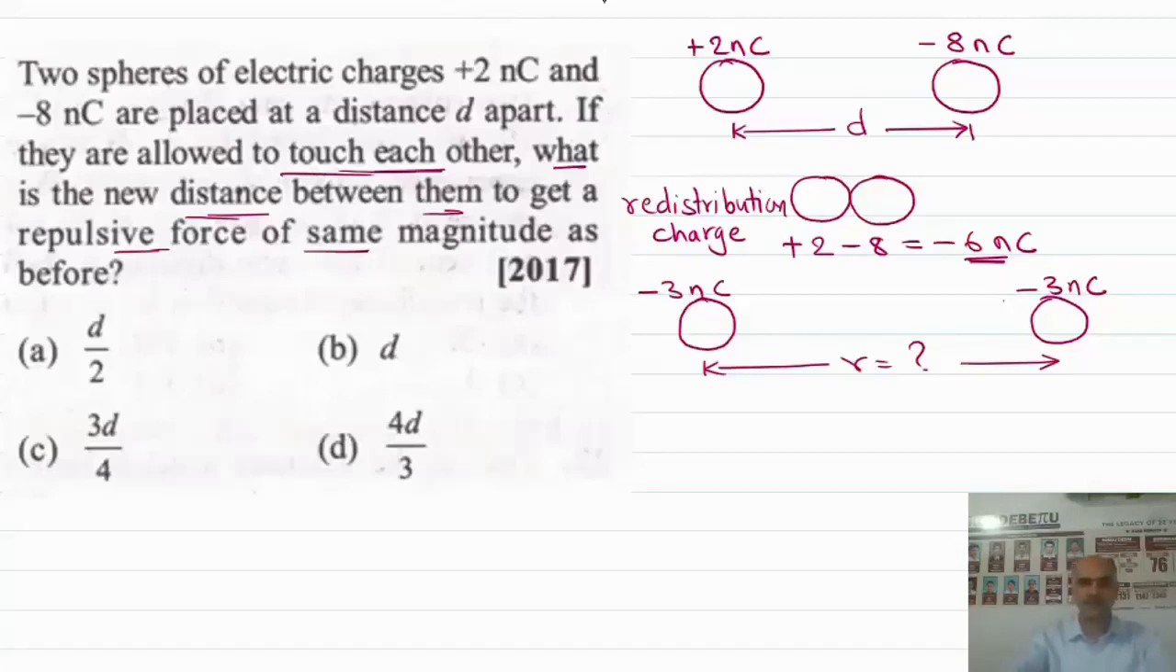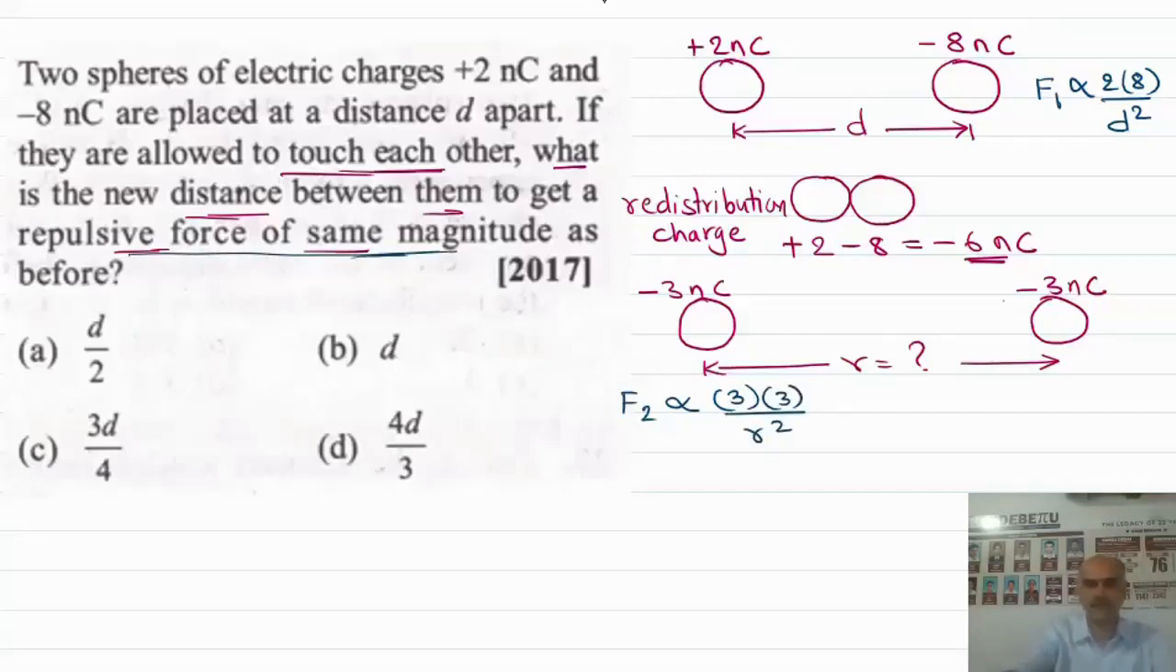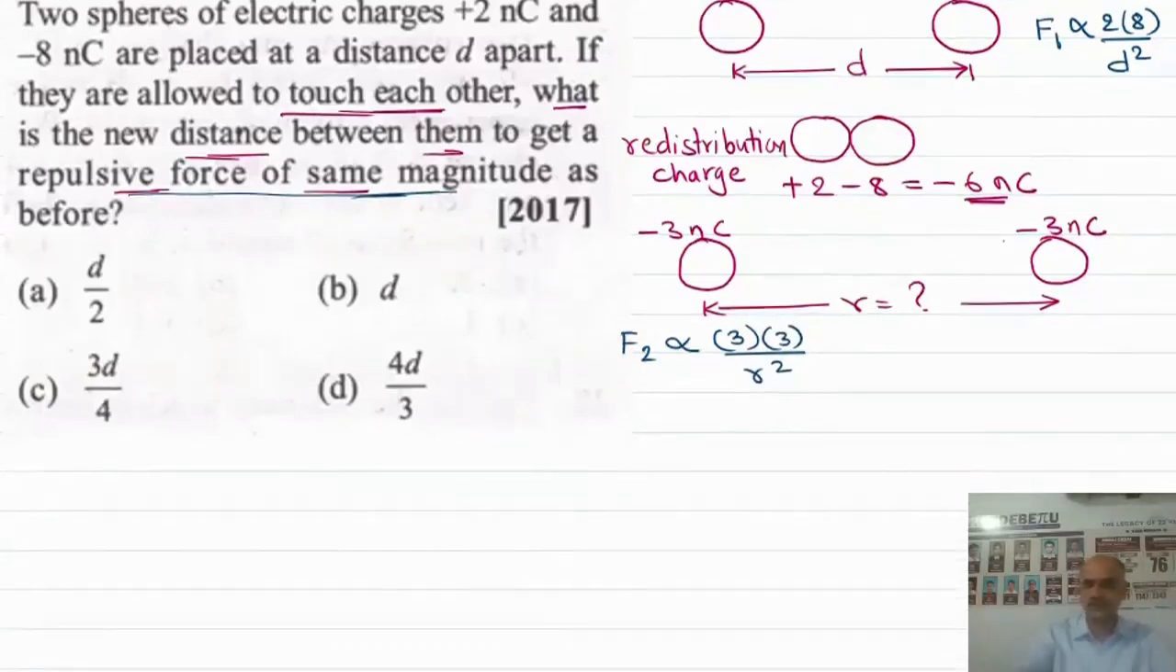First, taking the before case, I will take this as F1. Leaving the constant, F1 is proportional to q1 into q2 divided by r square, which here is d square. Similarly, for the second one, F2 is proportional to q1 into q2, that is 3 into 3, divided by r square. He says force of the same magnitude, which means he has given F1 is equal to F2. So equate F1 and F2, and in one step you will have the answer.